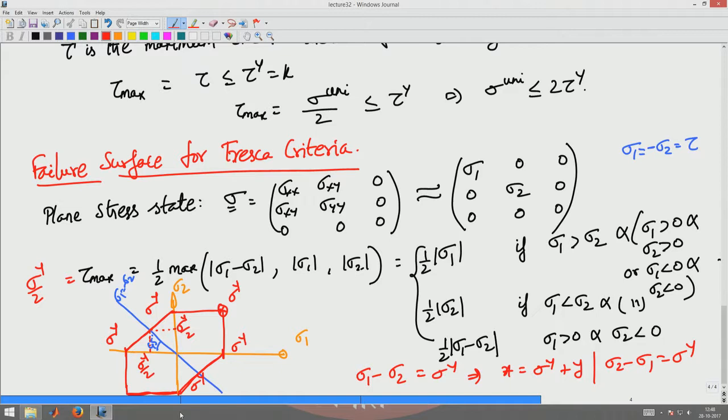Now, we have estimated the failure surface. If the stress state is within this region, it is safe. If it is on the surface, it has begun to yield. It turns out that no material can cross this surface. Since it is a yielding surface, it is not possible for the stress state to cross it. So, this is an unsafe region, but technically there cannot exist stress states in this region. In this or in this region there can be no stress states possible.